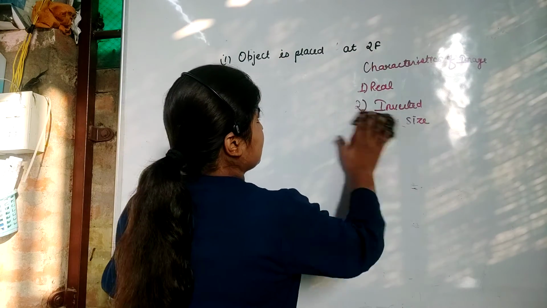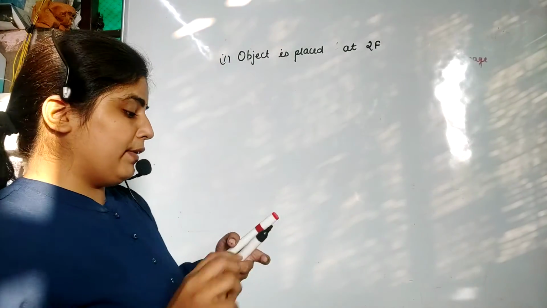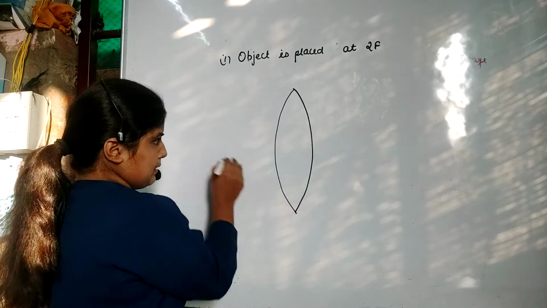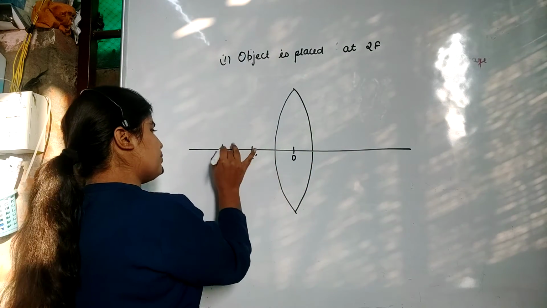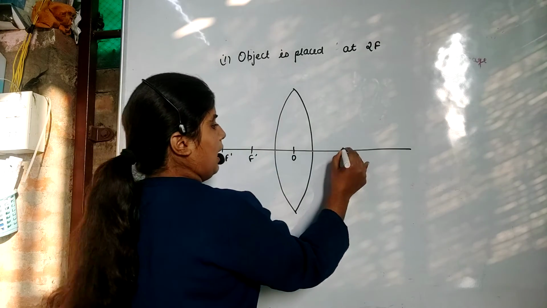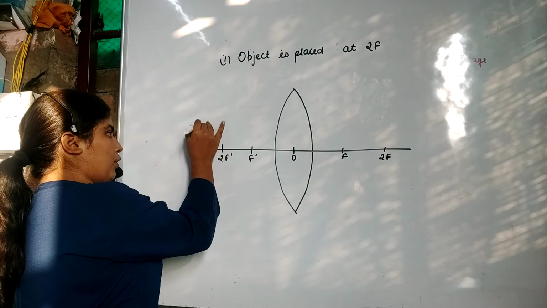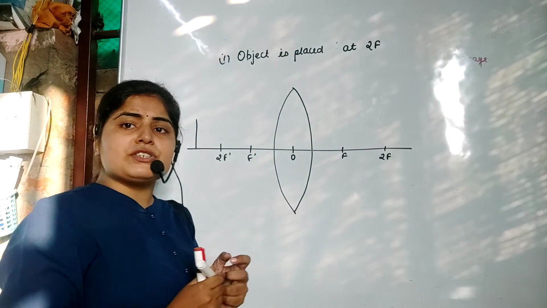Now the next thing is the object should be placed beyond 2F'. Again, lens, optical center, F', 2F', F, 2F, and the object is placed beyond 2F. Apply any two rules for the image formation.